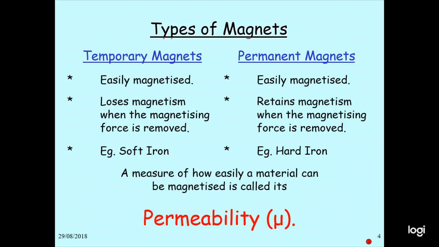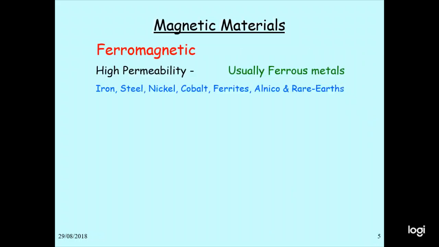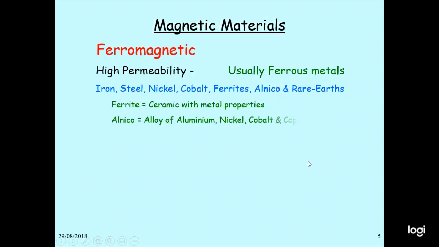A measure of how easily a material can be magnetized is the permeability. The permeability is mu. This is the measurement of how easily a material can be magnetized. Magnetic materials are ferromagnetic. They have high permeability. Usually they are ferrous materials, such as iron, steel, nickel, cobalt, alnico, and the rare earths. Those are the ferromagnetic materials. And ferrites are ceramics with metal properties.